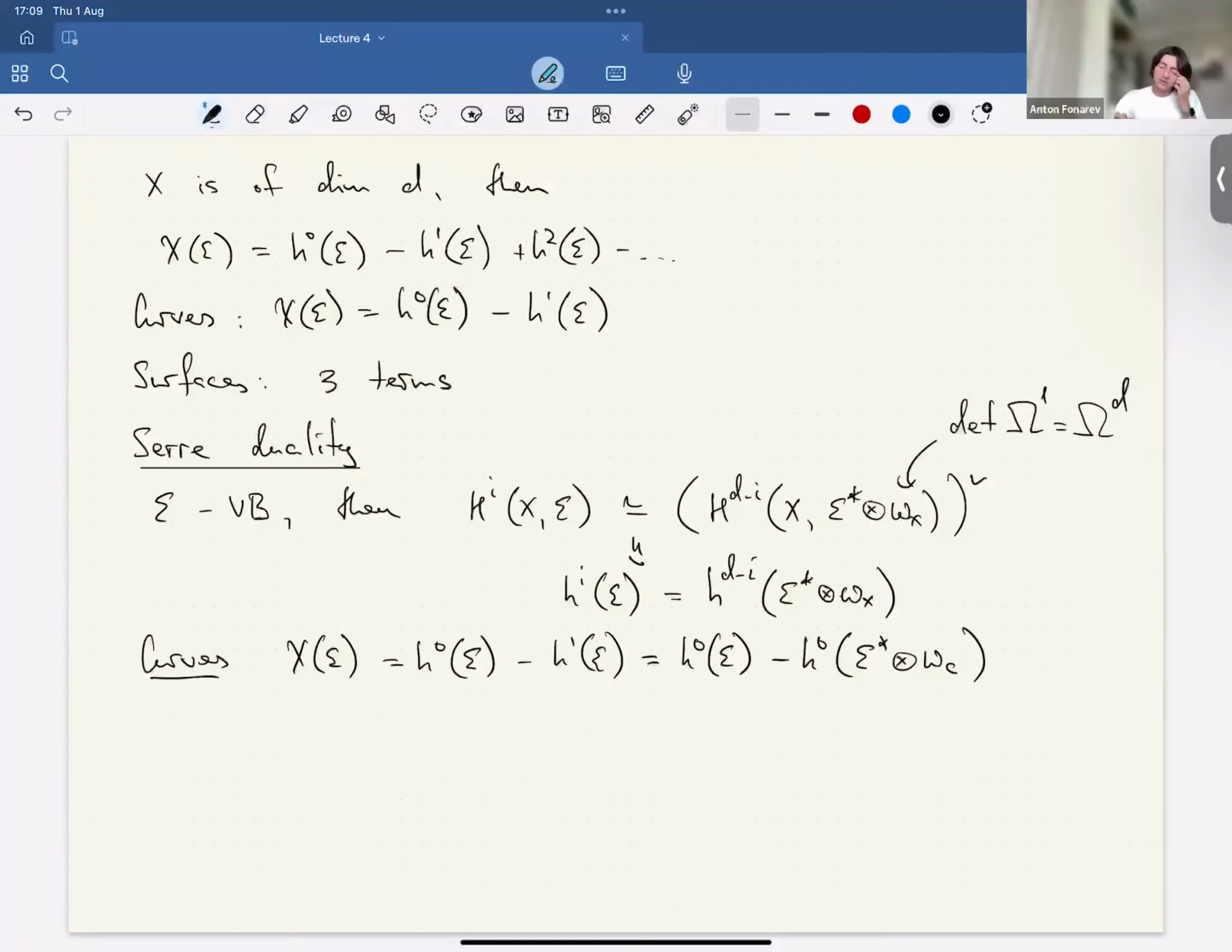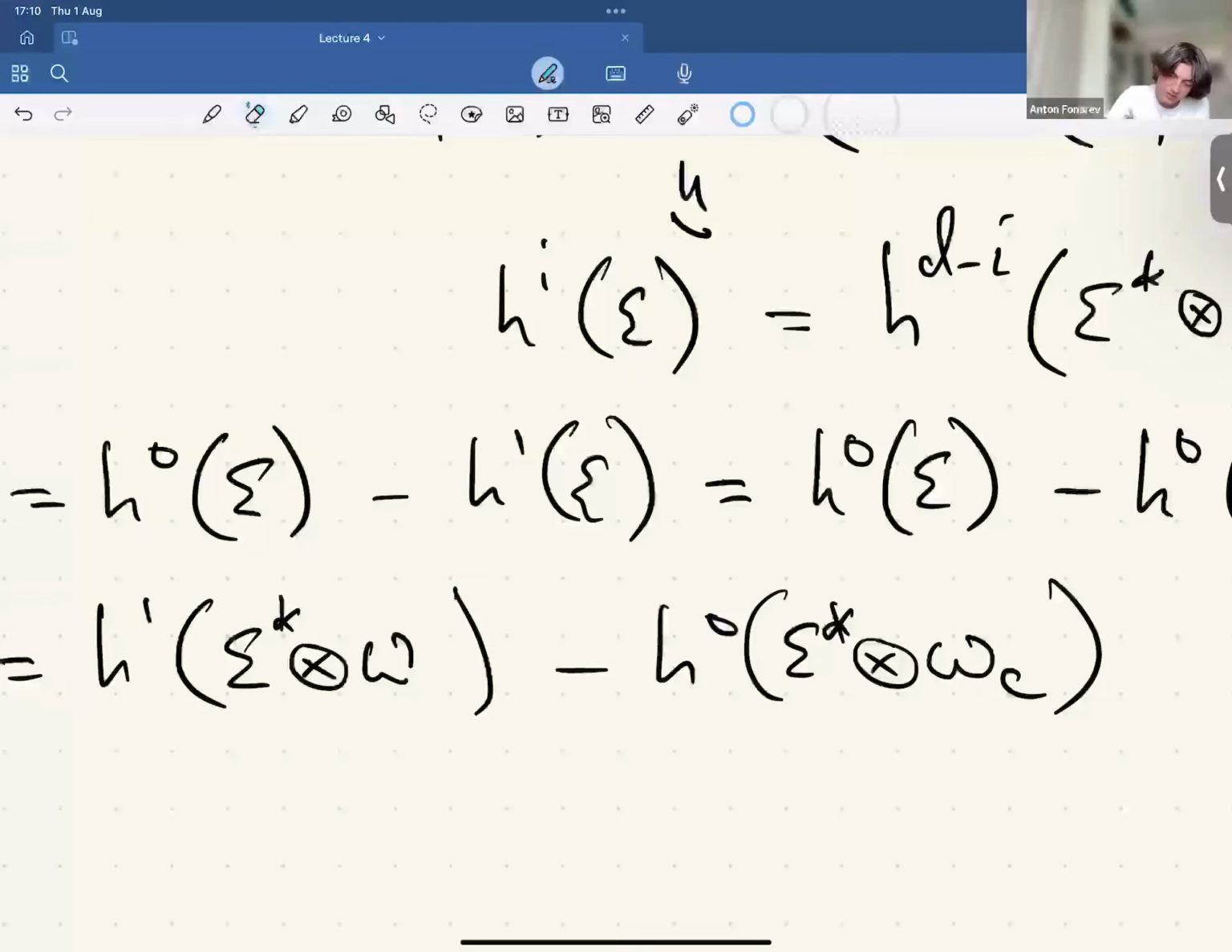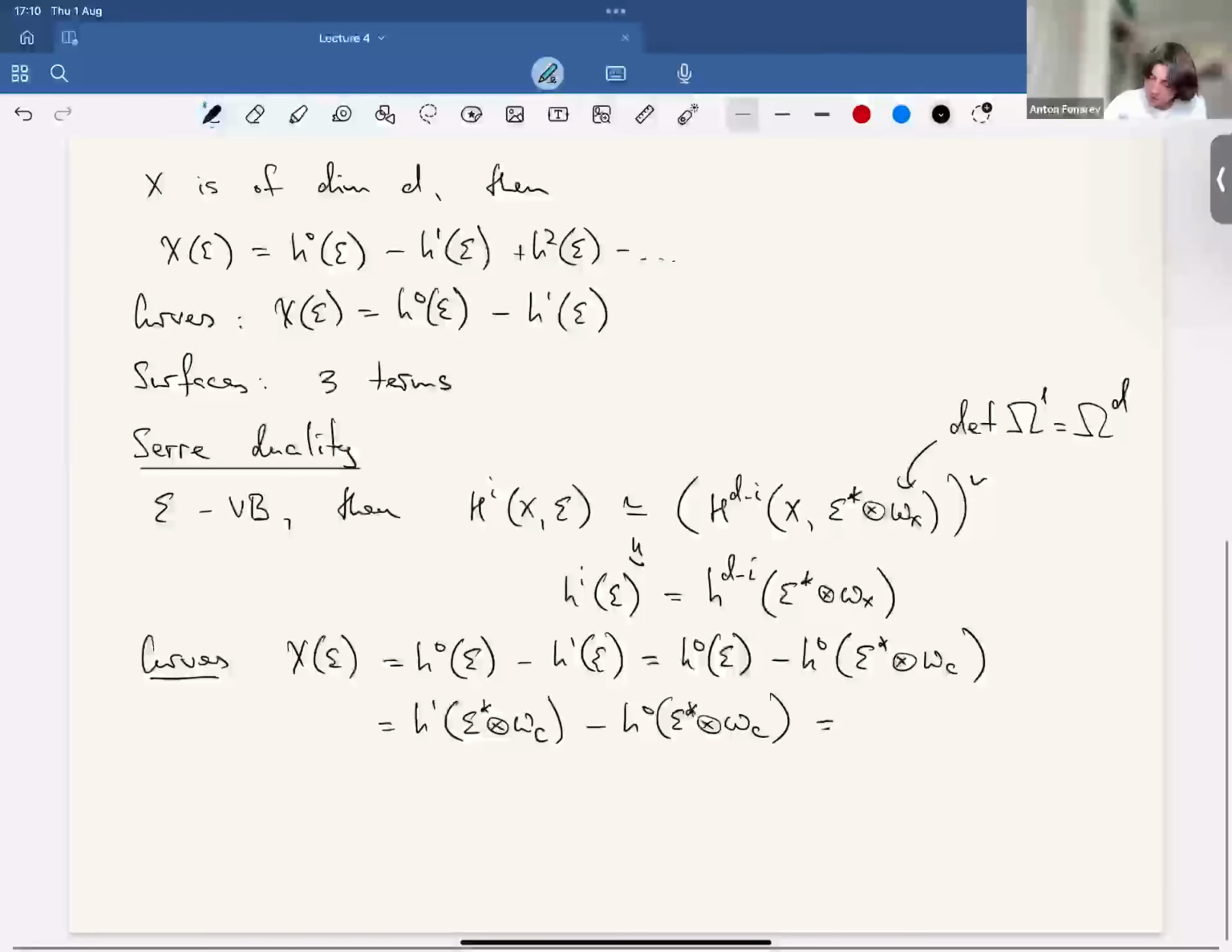And similarly, you can also rewrite it another way as h1 of E dual tensor omega x minus h naught of E dual tensor omega c. Well, c, sorry, root x here. This is c. All right, and the last term is what? It's just minus chi of E dual tensor omega c.